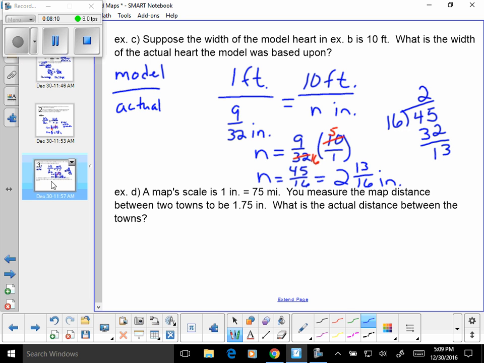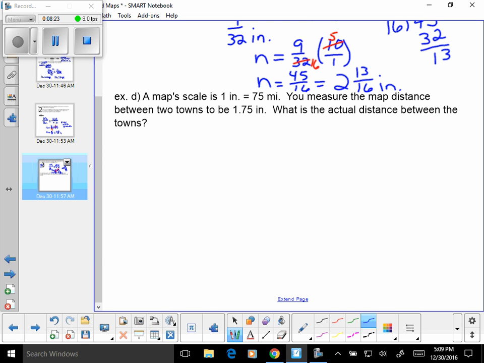Why don't I use a calculator and use a decimal? Because quite frankly, if I'm using a ruler, I'm going to be able to count 1/16 of an inch on a ruler. You try D, and then I'll go over it.